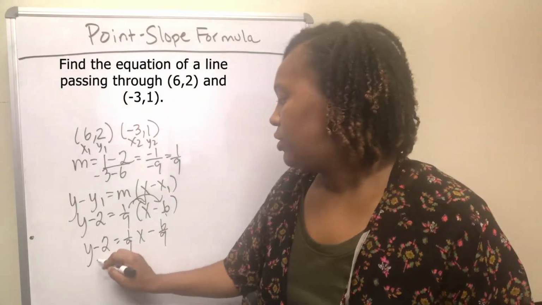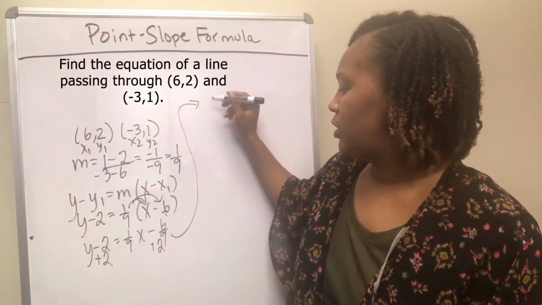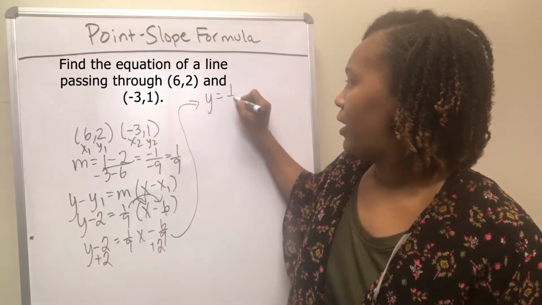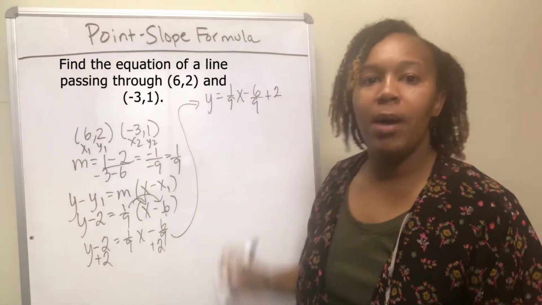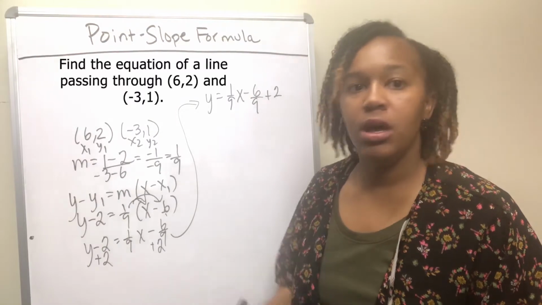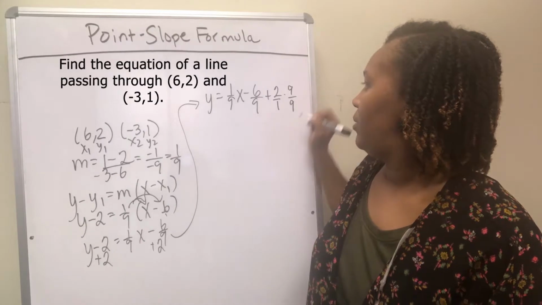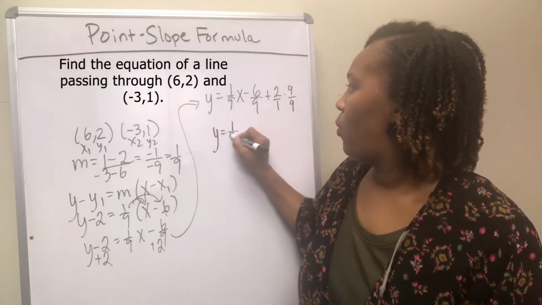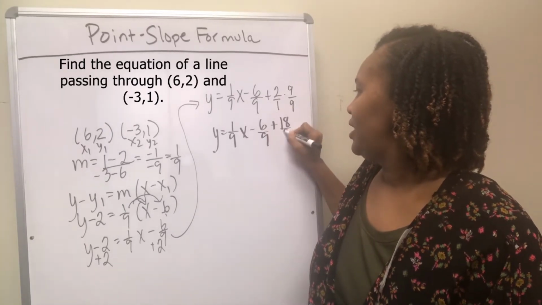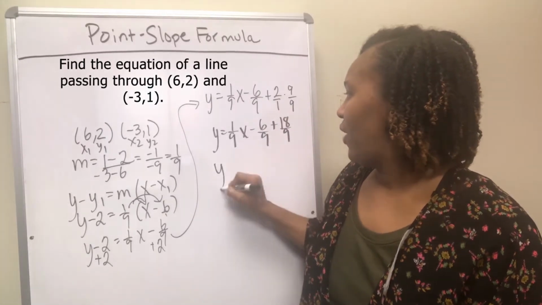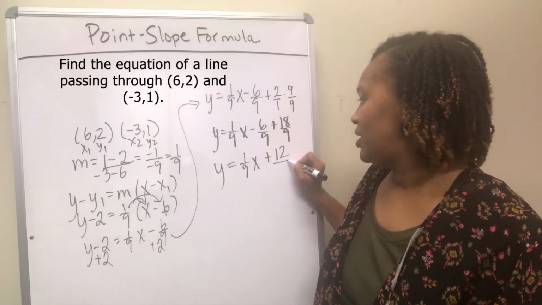Now you need to move the 2 to the other side. And I'm going to come up here, and so I get y is equal to 1/9 x minus 6/9 plus 2. And in order to combine those, we need to have like terms or common denominators. So your common denominator is going to be 9. So multiply the top and bottom here by 9. And you get y equal to 1/9 x minus 6/9. That becomes the 18/9. So 18 minus 6 is 12. So you get 1/9 x plus 12/9.